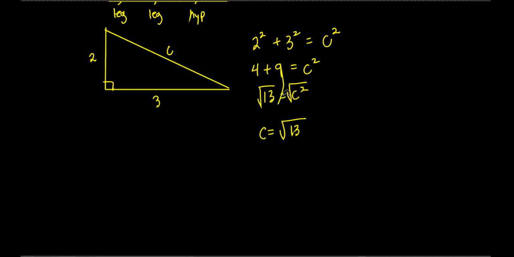Because look, because 13 is between 9 and 16. Why did I pick 9 and 16? That's weird. Why did I pick 9 and 16? Because the square root of 9 is what? 3. And the square root of 16 is what? 4. Where does 13 lie? Somewhere in between. Agreed? So the square root of 13's got to be somewhere between 3 and 4.